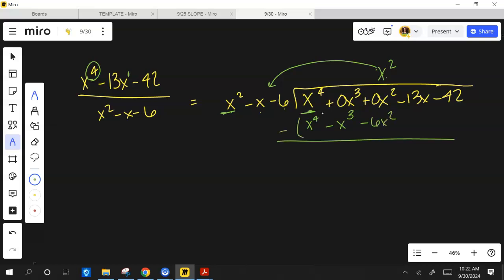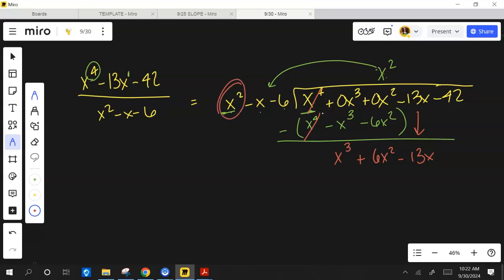And I'm subtracting all of this. Okay? 0x cubed minus negative x cubed. Yep, you get x to the 3rd. 0x squared minus negative 6x squared. Positive 6x squared. Drop down the next one. And now do everything all over again.